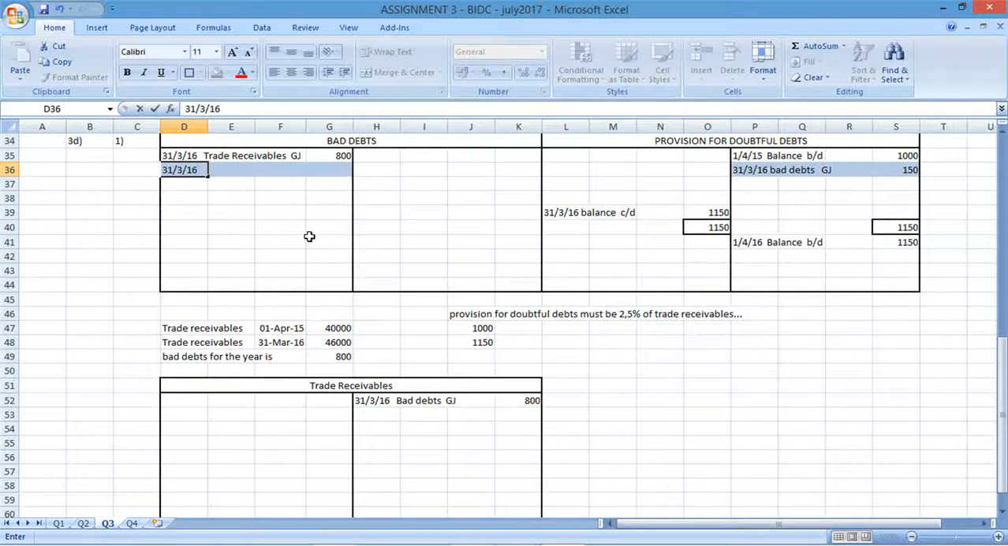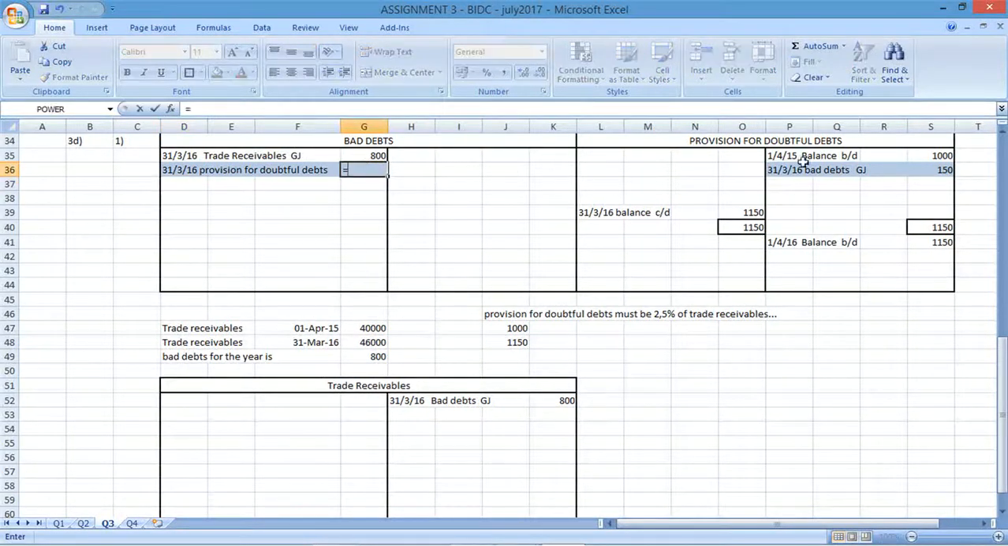16, provision for doubtful debts, and then I would show that increase over there.